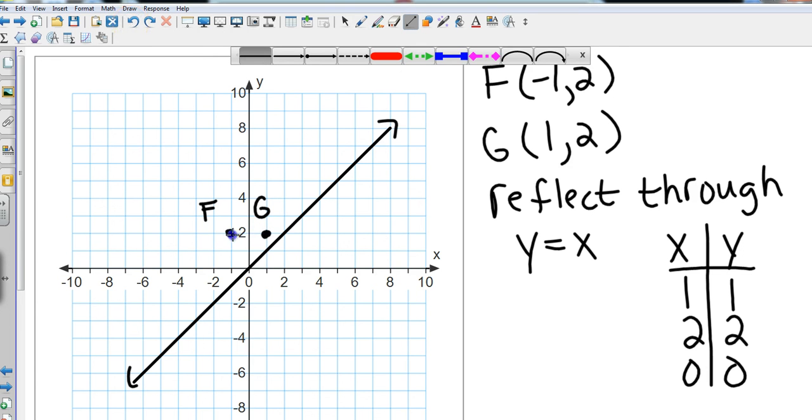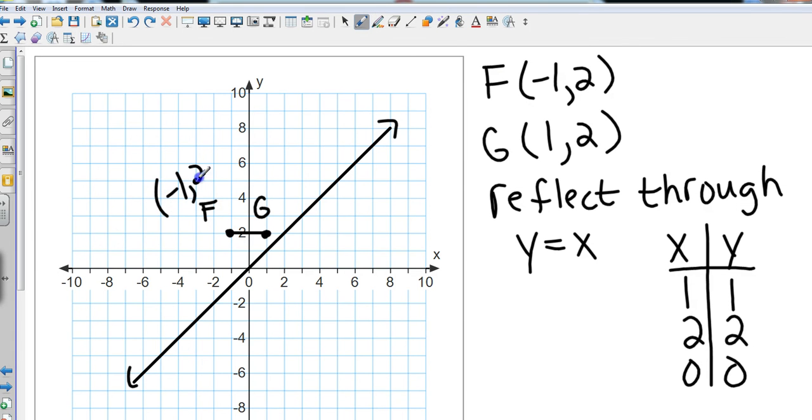No, I like that one a little bit better, but there we go. So if I'm going to reflect that, I need to reflect both of those points individually. Again, this was negative 1, 2, and this was 1, 2. And to do that, I need to remember that perpendicular relationship.